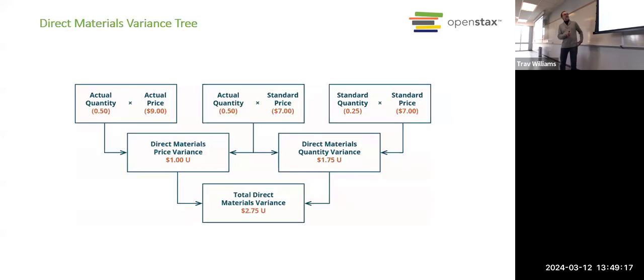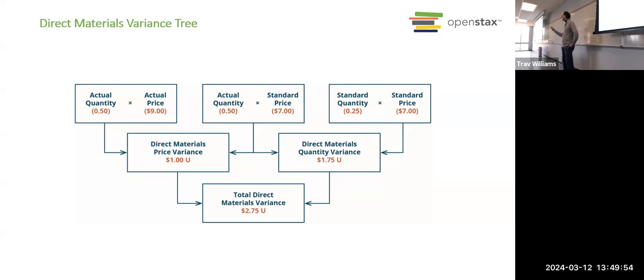All right. Now these are helpful to kind of see how it all flows together. If you look at these two boxes here together, that is your price variance formula. Actual quantity times actual price, and then just imagine a minus sign here, minus actual quantity times standard price. That gets you your direct materials price variance. Same formula we saw earlier. And then the quantity variance is these two boxes together.